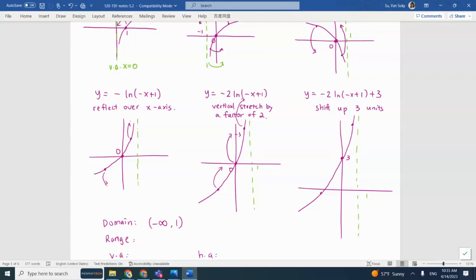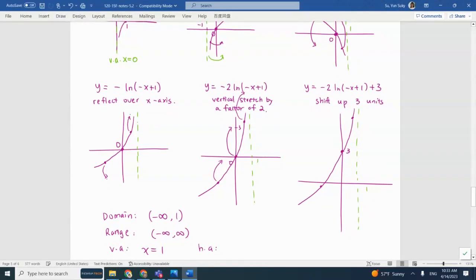How about range? If you project on the y-axis, what's your range? Yeah, very good. All real numbers. Minus infinity to positive infinity. Do we have vertical asymptote? Yes. X equals 1. Do we have horizontal asymptote? No. Okay. Let's finish the problem.